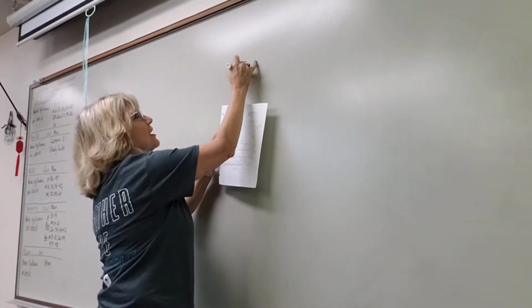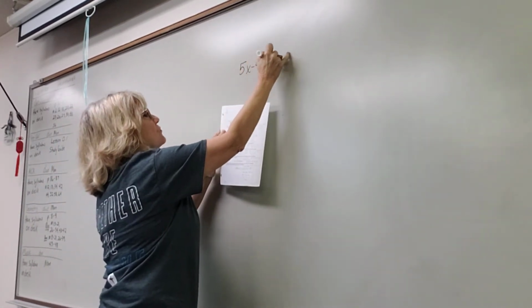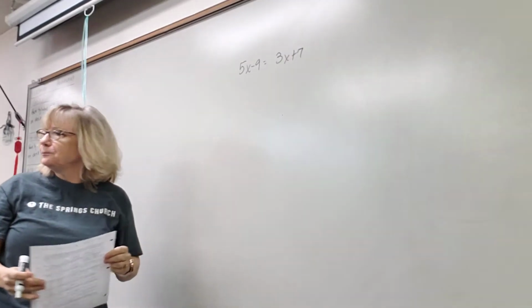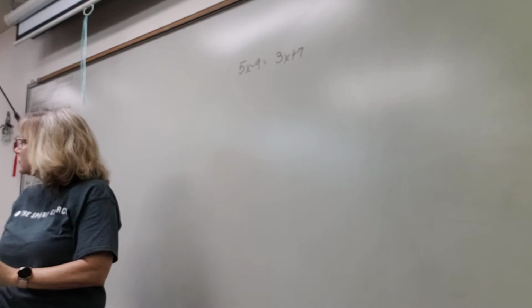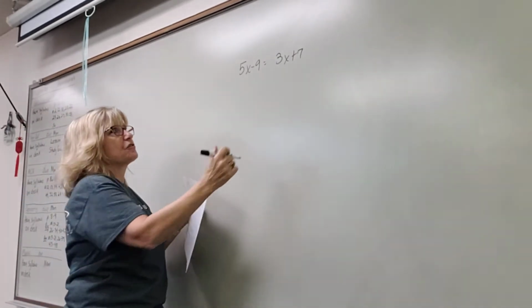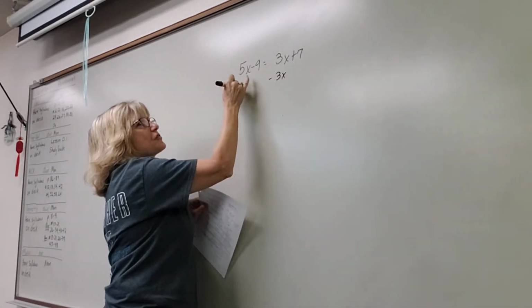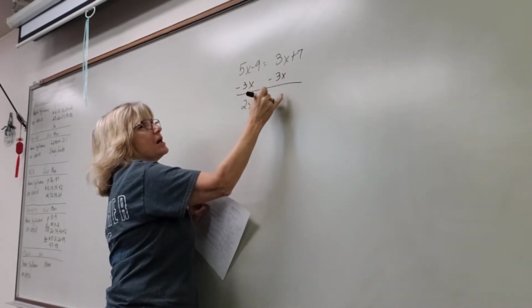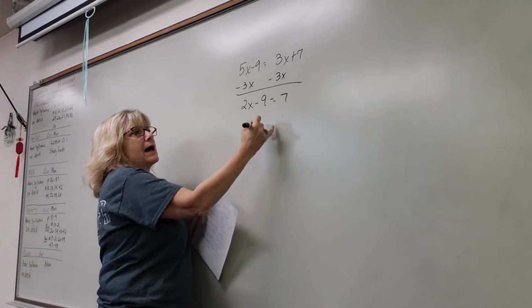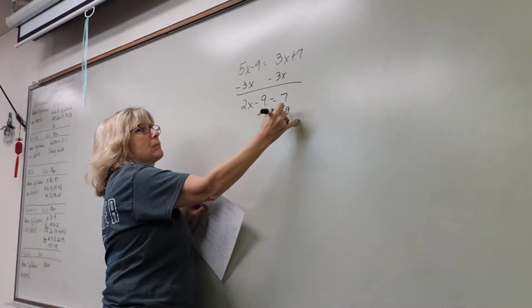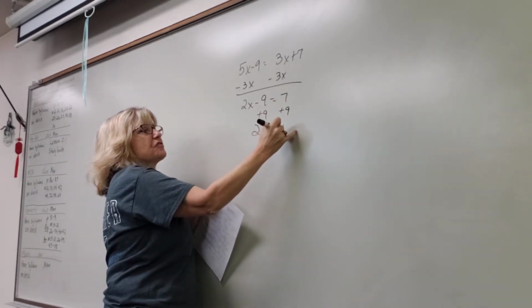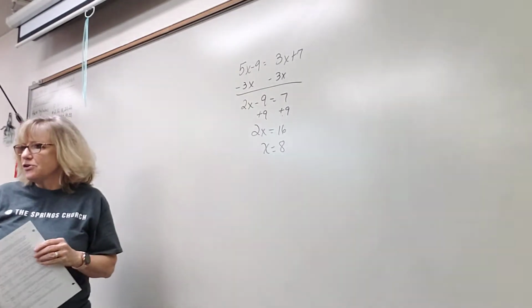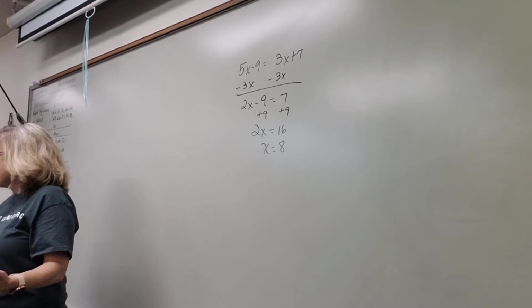So you have 5x minus 9 equals 3x plus 7. What are you going to do first? That's exactly what I would do. Minus 3x, minus 3x. You're left with 2x minus 9 equals 7. Add 9 to both sides. 2x equals 16, so x should equal 8. Okay, so for number 1, again, pretty straightforward problem.